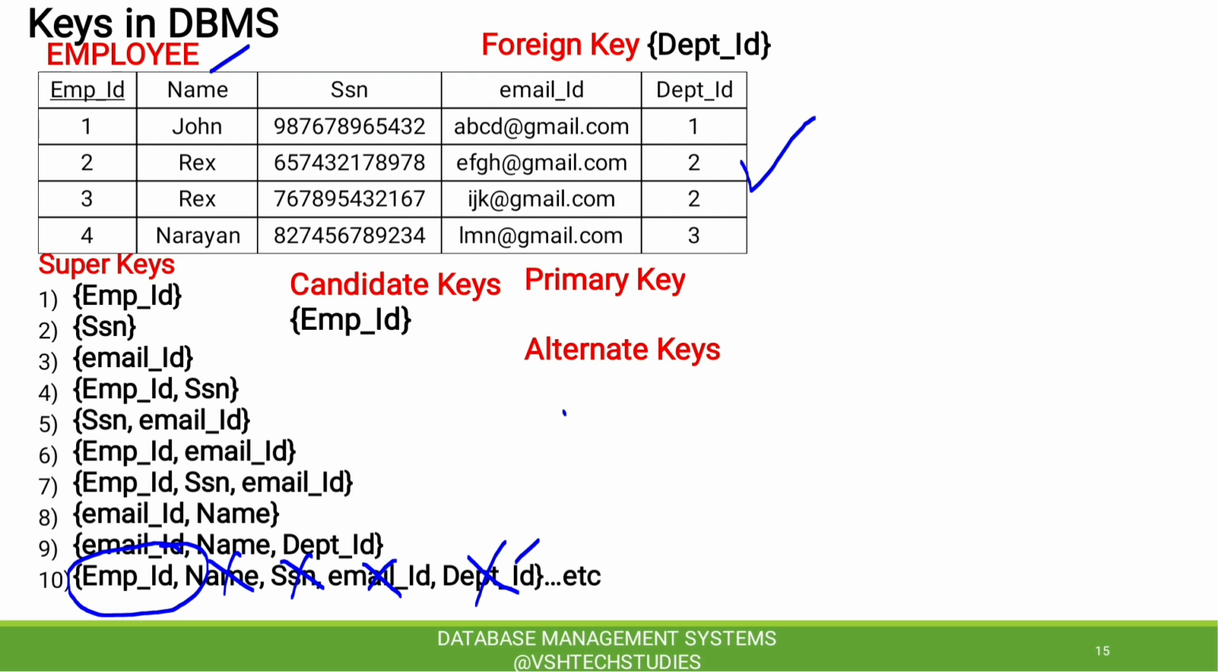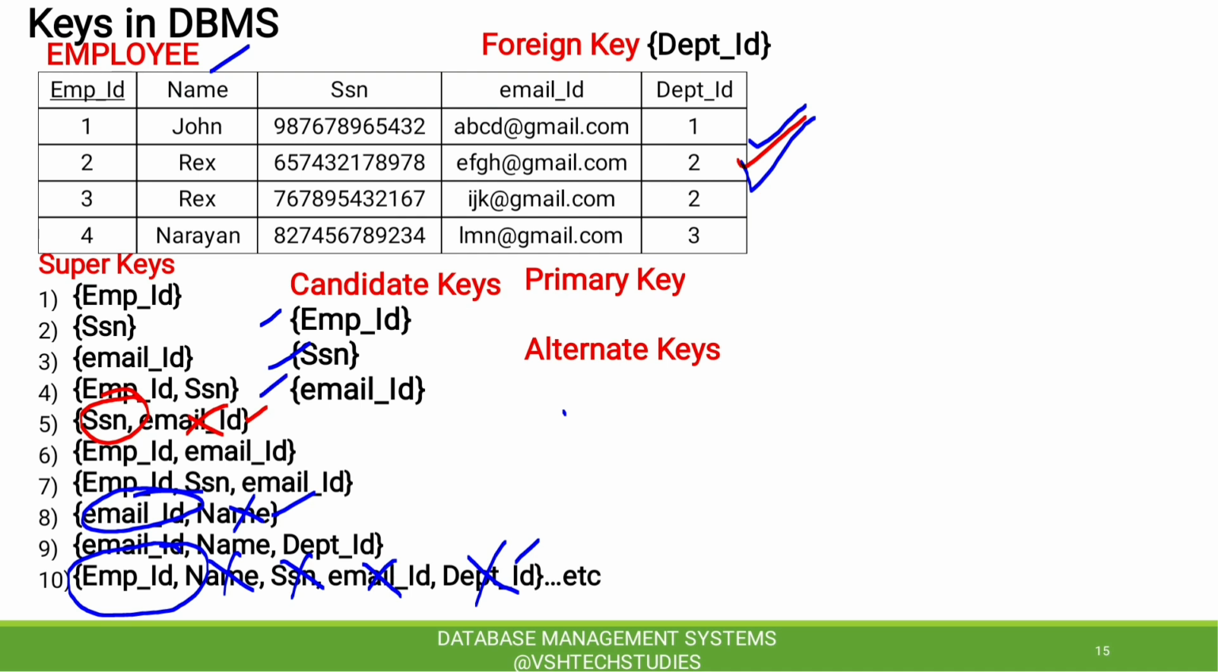Next, if you consider another super key here, in this if you remove the email ID attribute, only with the SSN attribute we can identify any row uniquely here and hence the next candidate key is SSN. Similarly, if you consider this super key, if you remove the name attribute, only with the email ID attribute we can identify any row uniquely here and hence the next candidate key is email ID. Hence this table has three candidate keys, that is EMP ID, SSN, email ID.